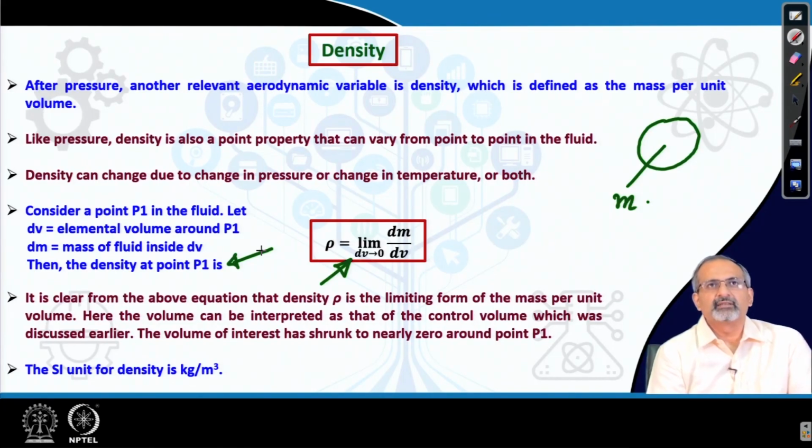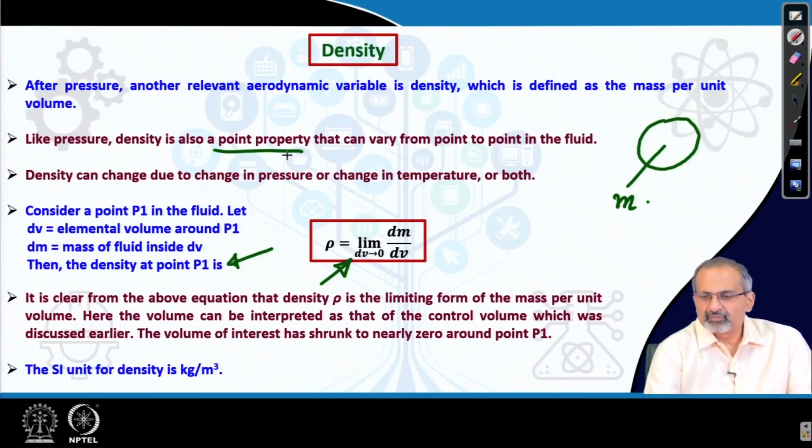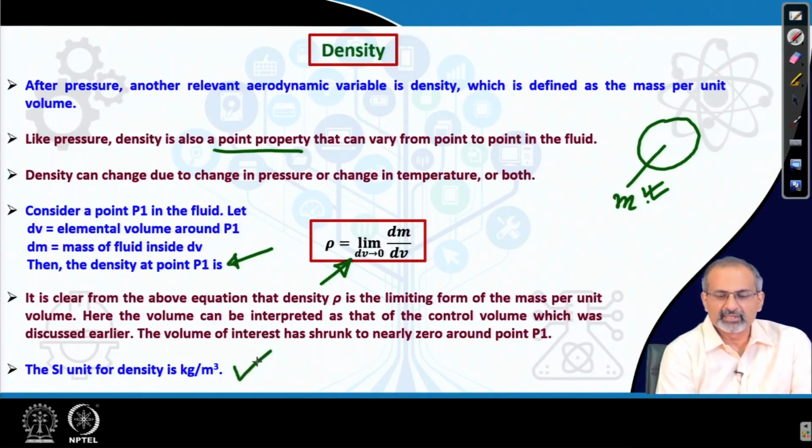So, like pressure, density is also a point property and it can vary from point to point in the fluid, and density can change due to changes in pressure or temperature or both. Density depends on how much mass you have in the control volume and the volume of fluid that is contained in it. Its SI unit is kg per meter cube.